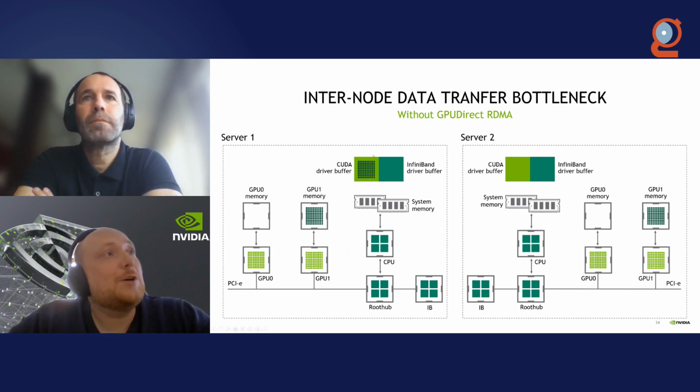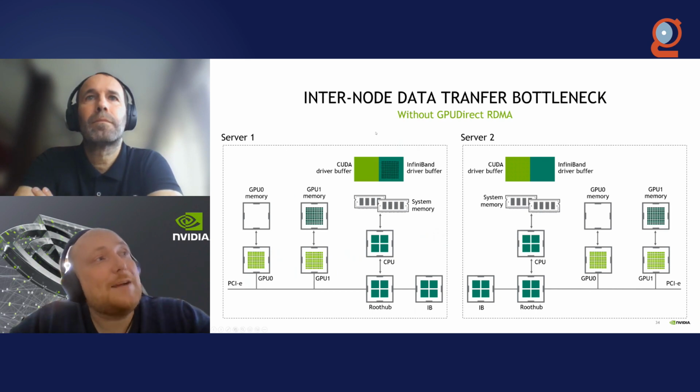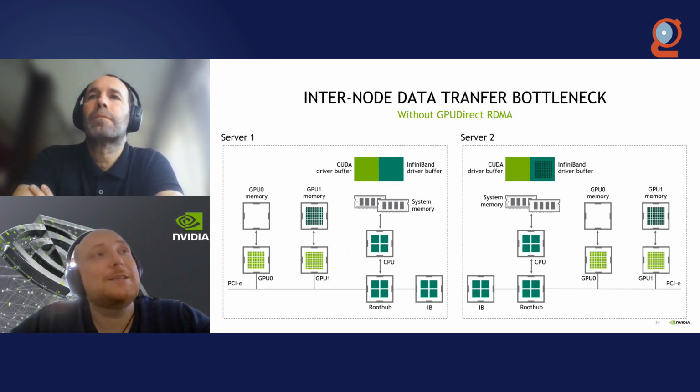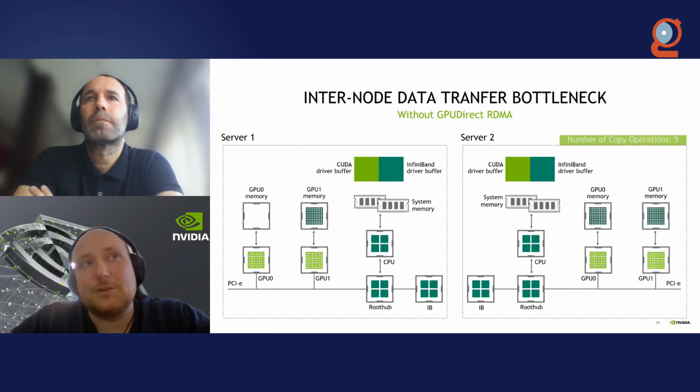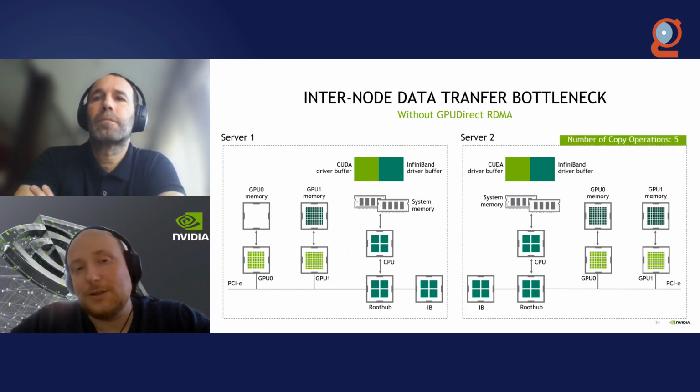And therefore, we need to copy the data into the driver buffer of the InfiniBand NIC, copy it via the network into the driver buffer of the other network device, now staging it in pinned memory residing in the RAM of the CPU, and finally copying it via PCI Express to the target GPU. And those are 5 copy operations.